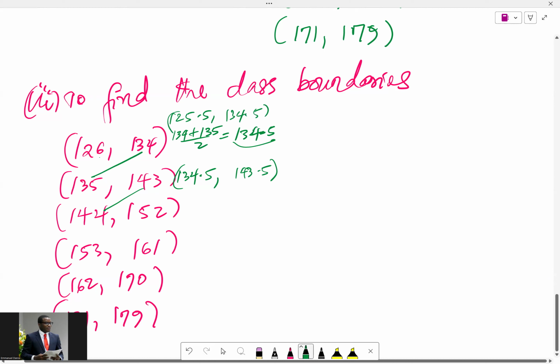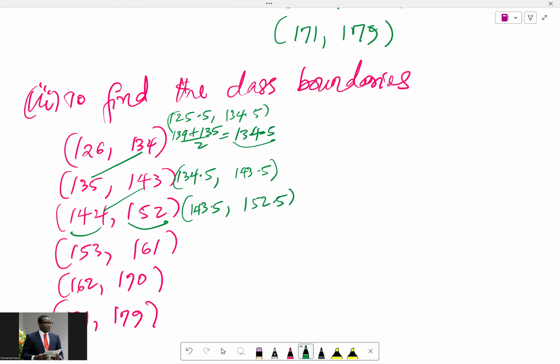Then of course you are going to see that 999 thing happening again. If you add 9 to this, you get 143.5, 152.5. So it's more like add 0.5 to the upper limit and subtract 0.5 from the lower limit. That's another way to look at it. To find the class boundary, subtract 0.5 from the lower limit and add 0.5 to the upper limit.